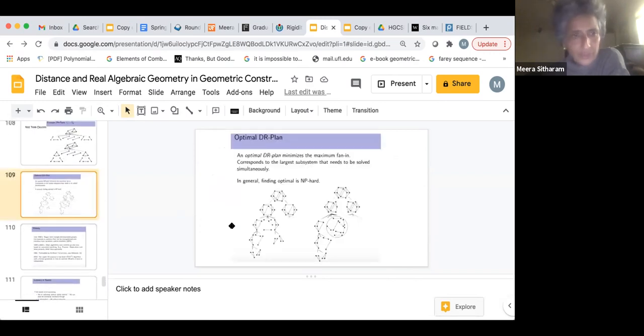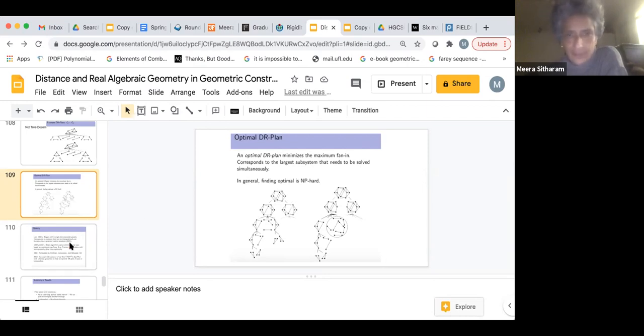So here's where we were. Here's a graph, and we have divided it. These are two DR plans satisfying the conditions of the definition of a DR plan. An optimal one minimizes the maximum fan-in, and it turns out that finding an optimal DR plan is NP-hard. It's a very simple proof that takes a reduction from the clique problem, and it's in a paper that we wrote some time ago.